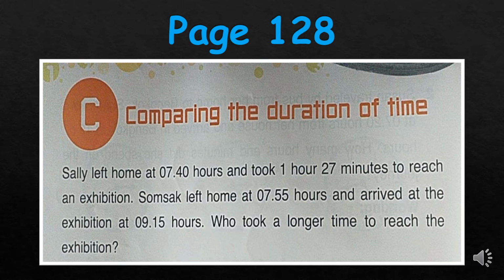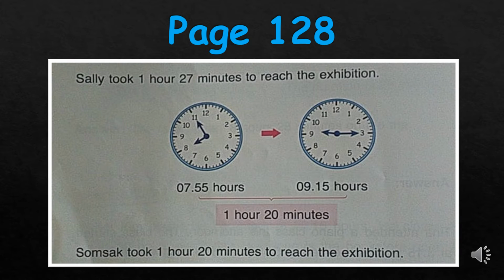Somsak also went there. He left home at 7:55 hours and he arrived at the exhibition at 9:15. Now, who took a longer time to reach the exhibition? Now, in order to find out, we need to count the amount of hours and minutes Somsak took, because we know Sally took 1 hour and 27 minutes. So we already knew that Sally took 1 hour and 27 minutes to reach the exhibition. Let's see how long Somsak took.